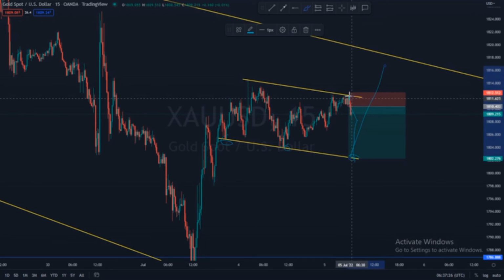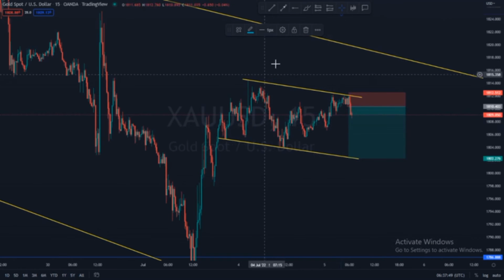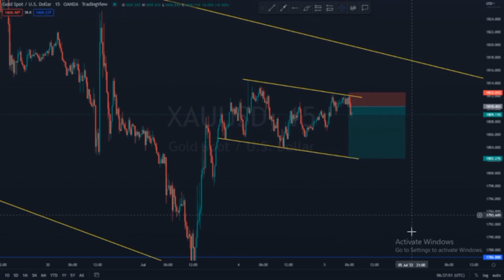Okay, so we just have a quick trade here. My team and I have just taken a nice quick trade here. We're looking to make some nice profit. 3.85% on this go through. I'll keep you guys updated on any changes on gold.